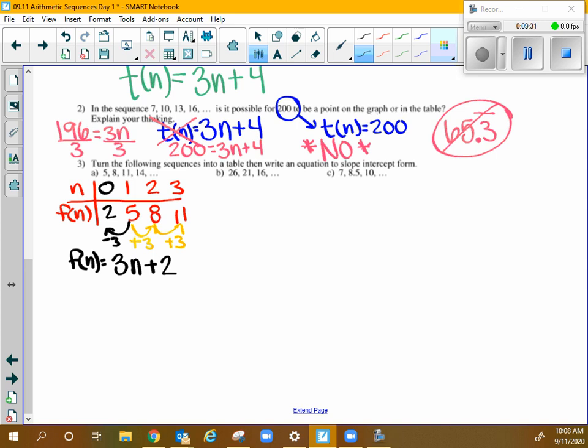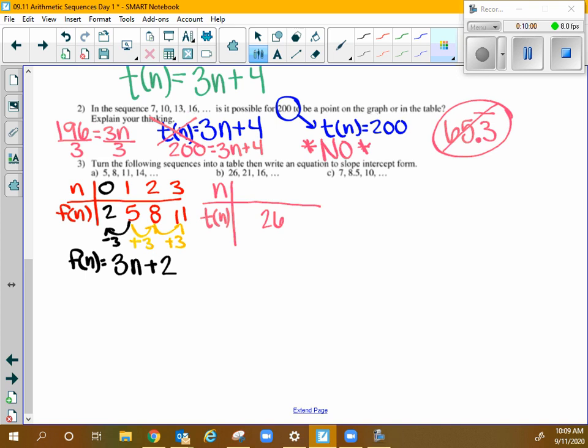2. So it'd be 3n plus 2. Let's do it again. It doesn't matter what you name it, right? But the position value is always n. So we're kind of switching gears a little bit from x to n.